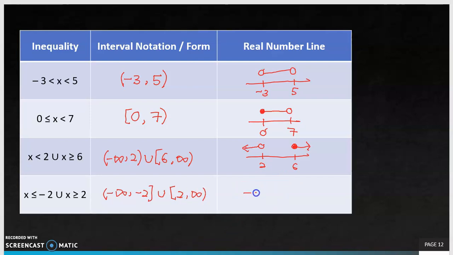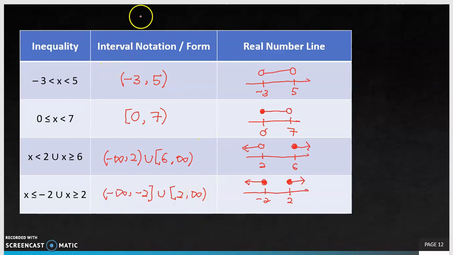In the real number line, we have negative 2 and positive 2. Both of them are included, so these are dots. Negative 2 approaches negative infinity, so it points to the left. And 2 approaches positive infinity, pointing to the right.